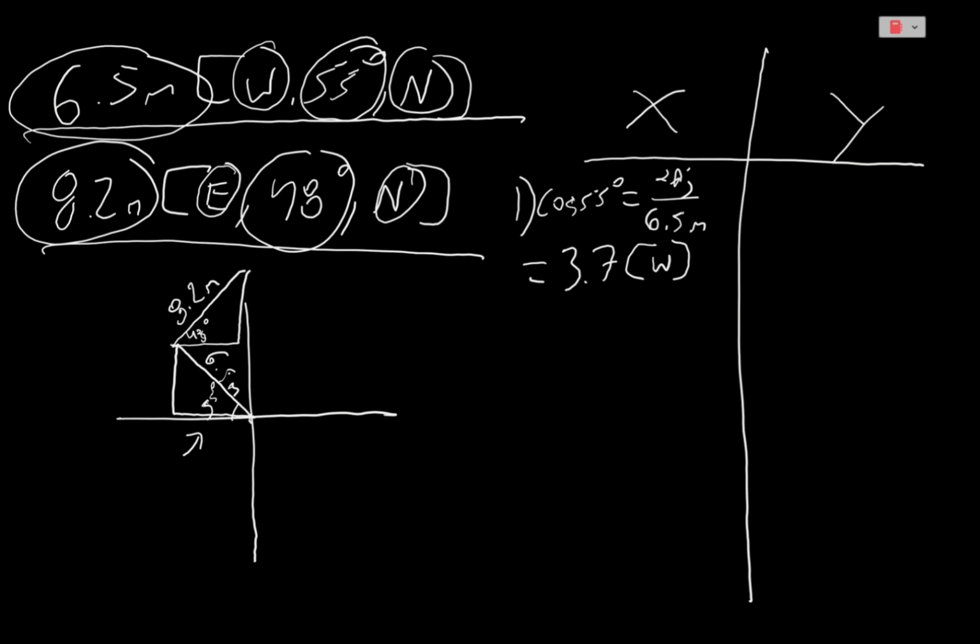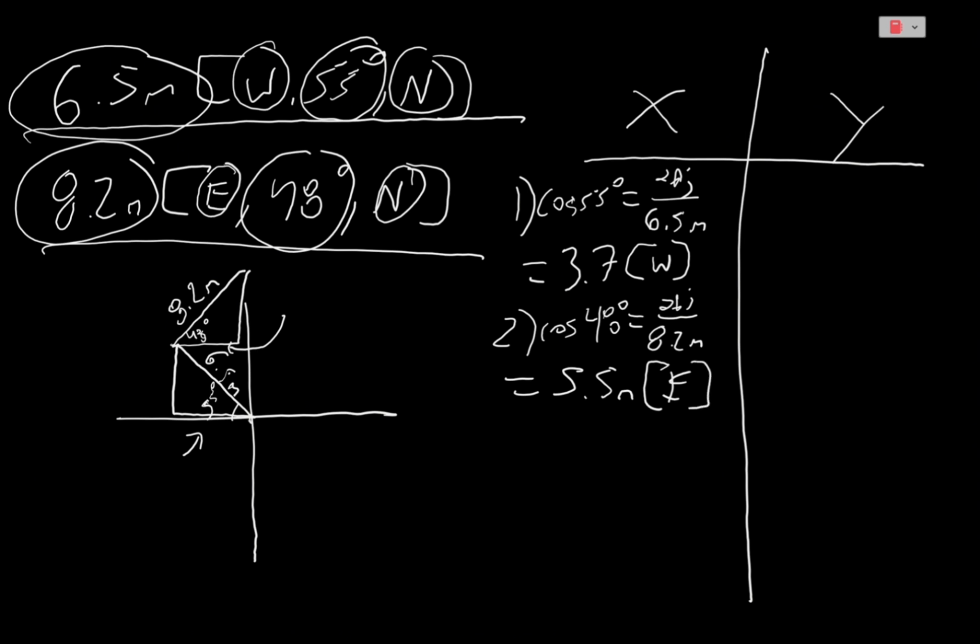For the other side length over here, again we have the hypotenuse and we are looking for the adjacent. So again, we're using cos, but this time cos 48 because that is the angle on that triangle. It's adjacent over 8.2 meters. Multiplying 8.2 by cos 48 gives us 5.5 meters east.